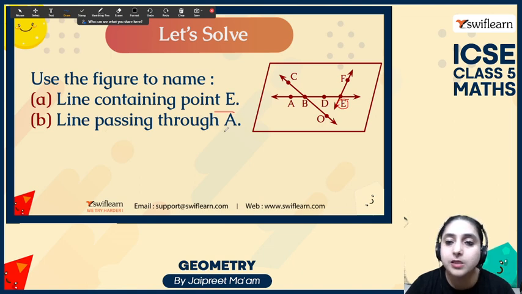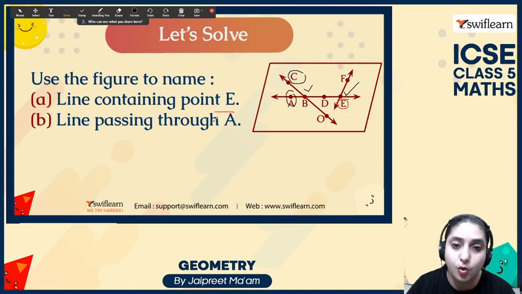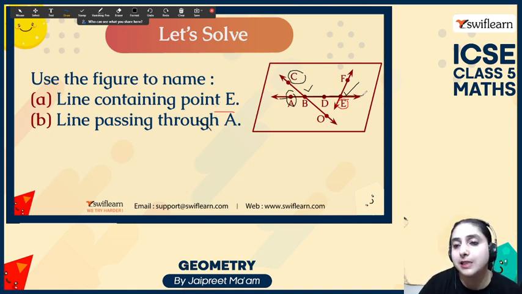Line passing through point A. Which line is passing through point A? This one, right? Line passing through point A. Actually no line is passing through point A. It passes through point B and point E. So no line passes through point A. A line containing point A is this line.